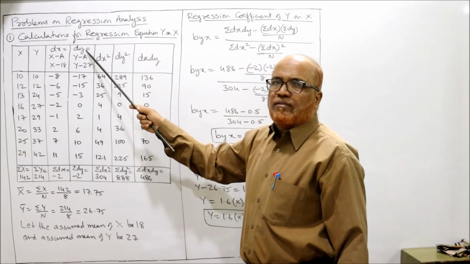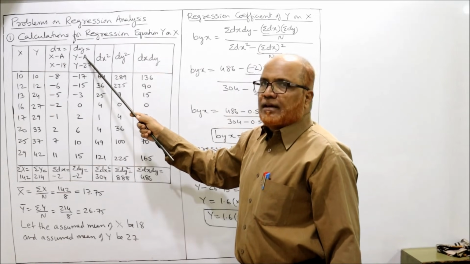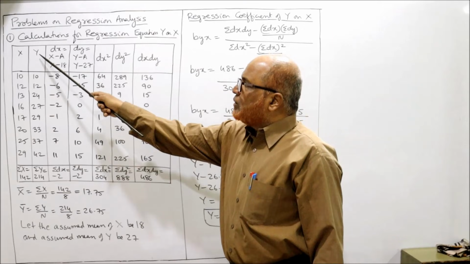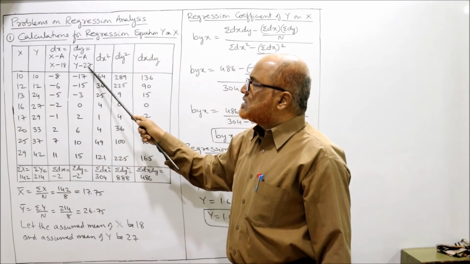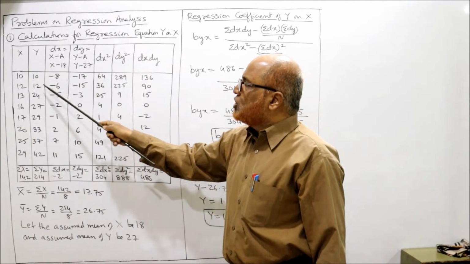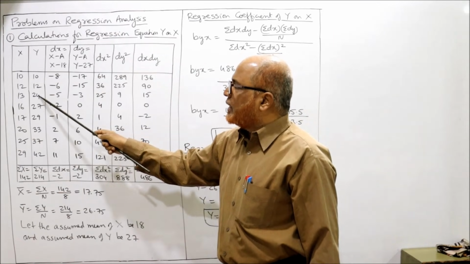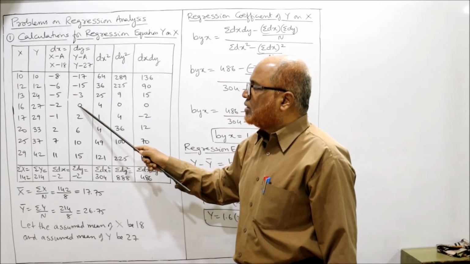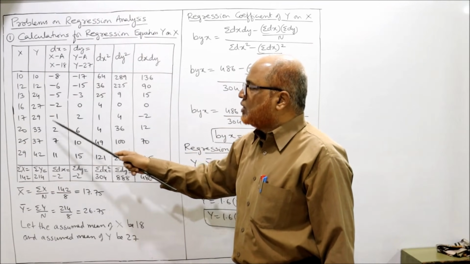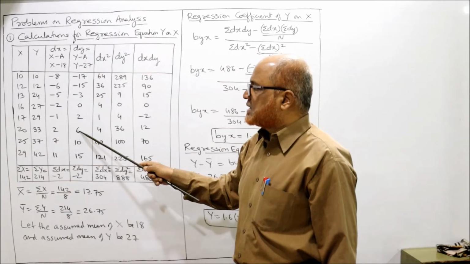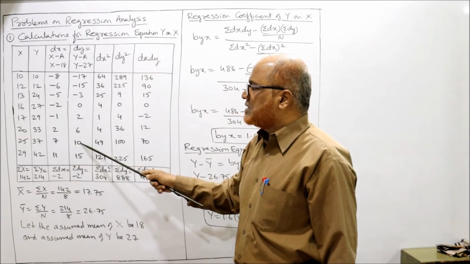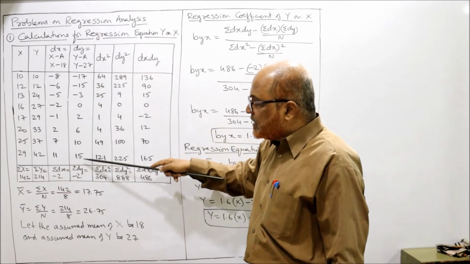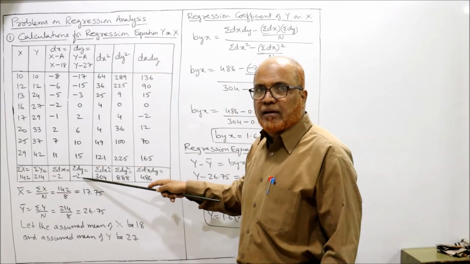Now summation dy. Y minus a. So y minus 27. 27 is this one. So what is the value of y here? 10. 10 minus 27, minus 17. 12 minus 27, minus 15. 24 minus 27, minus 3. 27 minus 27, 0. 29 minus 27, 2. 33 minus 27, 6. 37 minus 27, 10. 42 minus 27, 15. Now again take the total of these values, you will get minus 2.